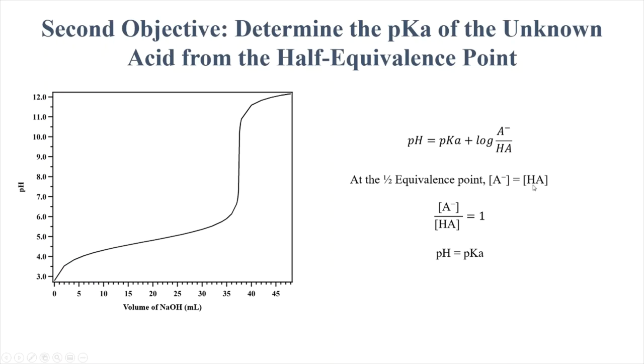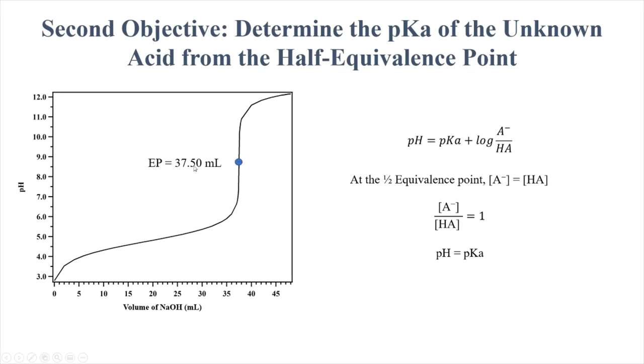So if we were at 1 mole at the beginning, this is going to be a half of a mole, and this is going to be a half of a mole. So when we divide a half by a half, we get 1. And when you take the log of 1, that's 0. So pH is equal to pKa at the half equivalence point.